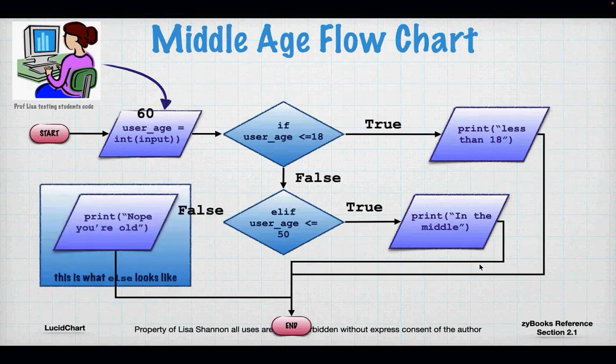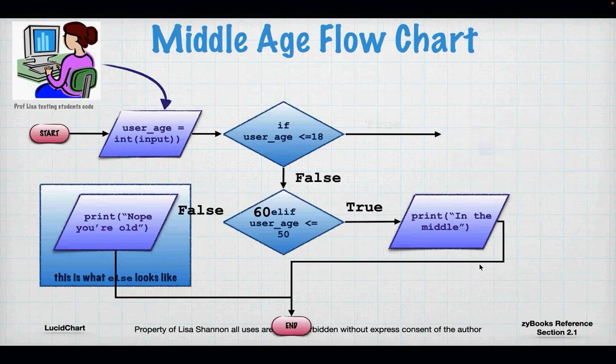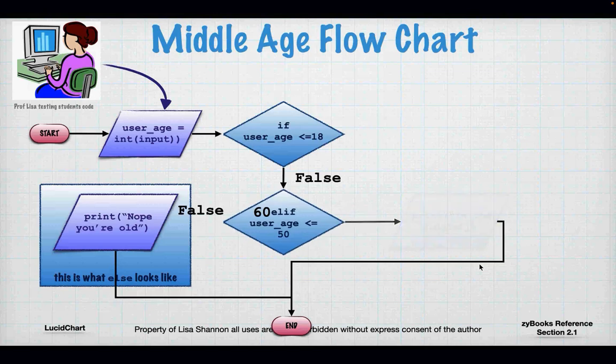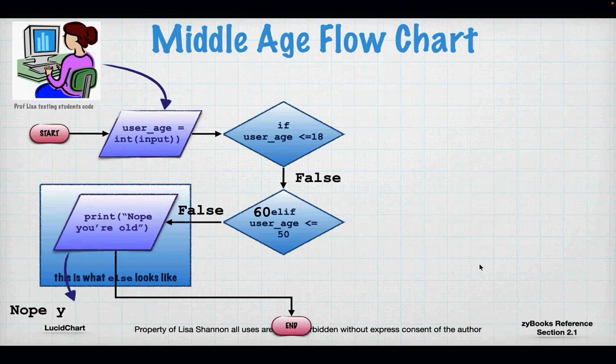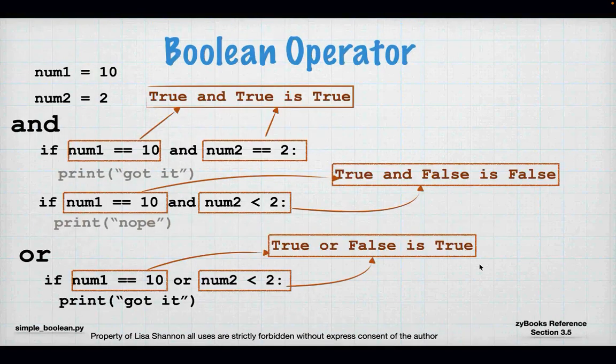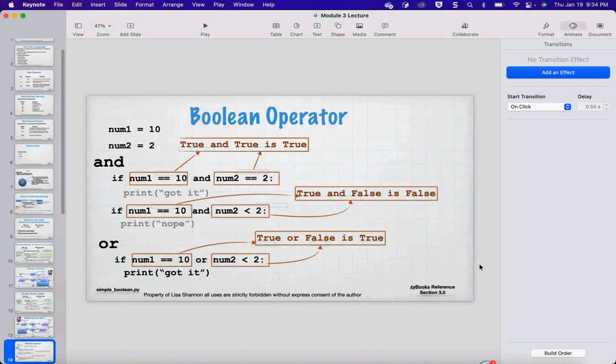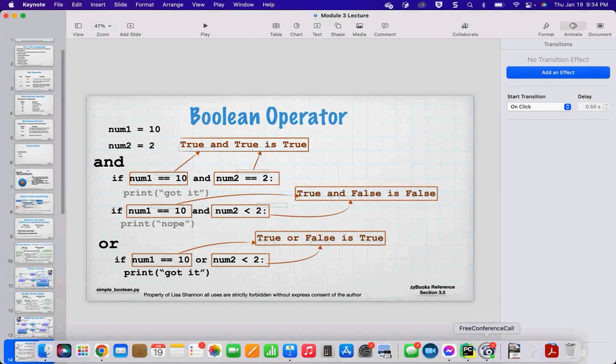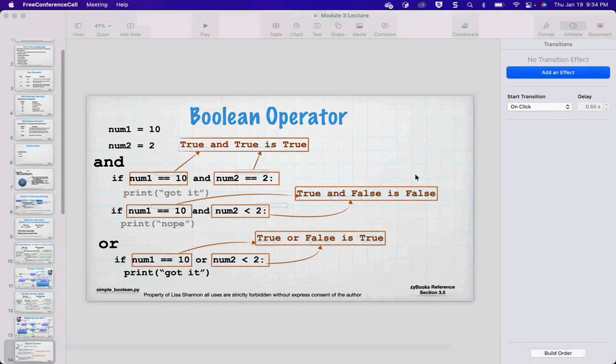And then I'm going to put 60. User age is now 60, user age is not less than or equal to 18, user age is not less than or equal to 50, so that is false, and I'm going to print nope, you're old. So that's what a flow looks like. Okay.